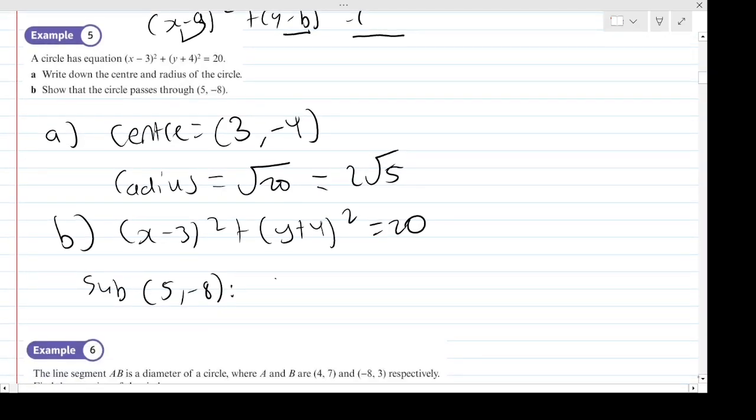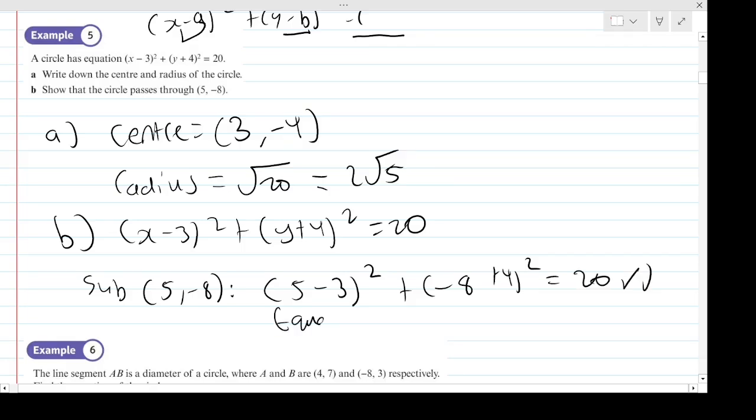So let's substitute x as 5 in, so we get 5 minus 3 all squared. Then we're going to add y, which is minus 8 plus 4 all squared. If you put all that in a calculator, you should get 20, hopefully. You get 20, okay? There we are. So the equation is satisfied. Therefore, 5, minus 8 is on the circle. Cool.